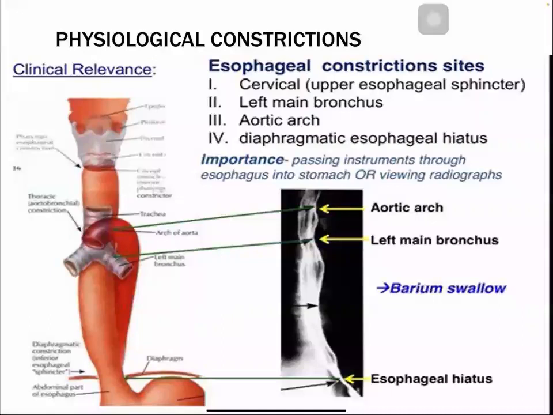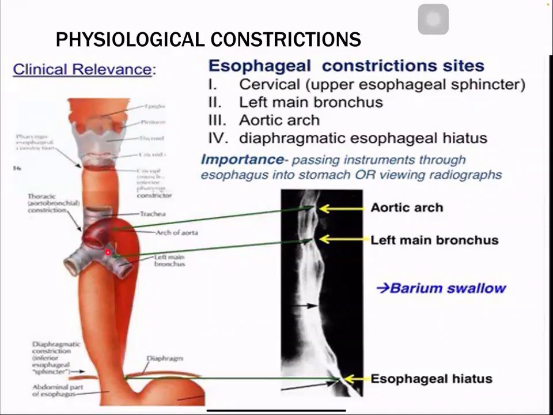The esophagus has 4 physiological constrictions. One in the cervical region here, caused by the cricopharyngeus muscle, which is the upper esophageal sphincter. The second one is caused by the aortic arch. As we said, it impresses its left wall.